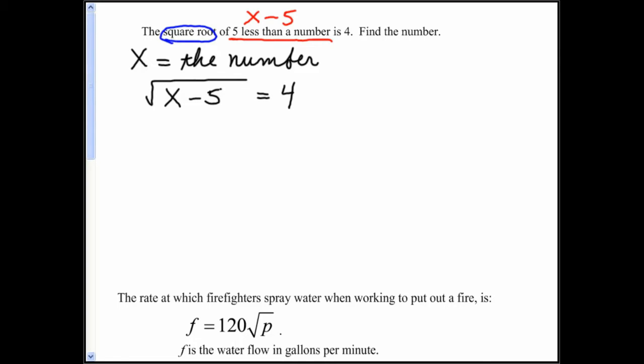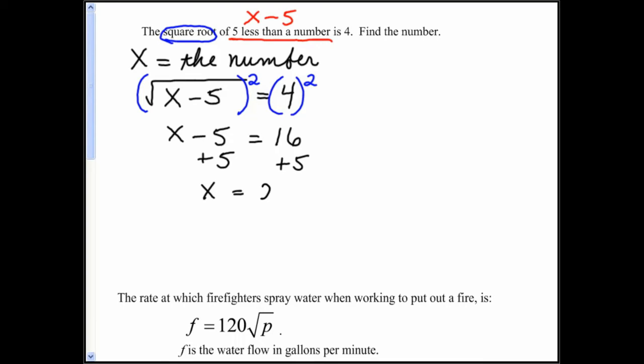Now to undo a square root, we need to square it. And when you square a square root, you end up with the expression underneath the radical. And then 4 squared is 16. Add 5 to both sides of the equation. x equals 21. Now whenever you are squaring in a square root equation, you need to check your answer.